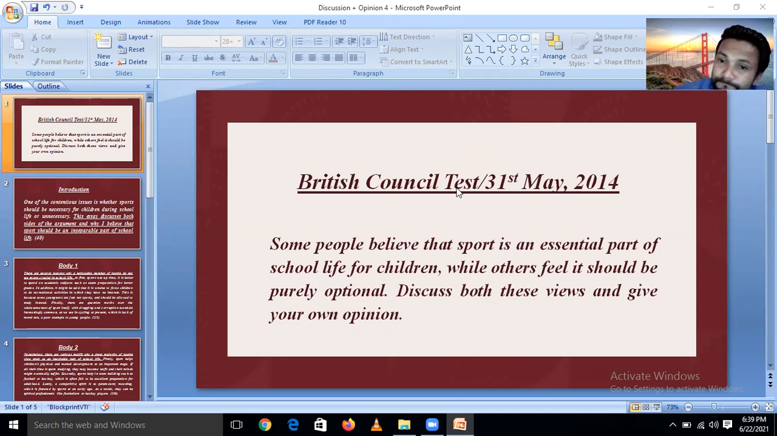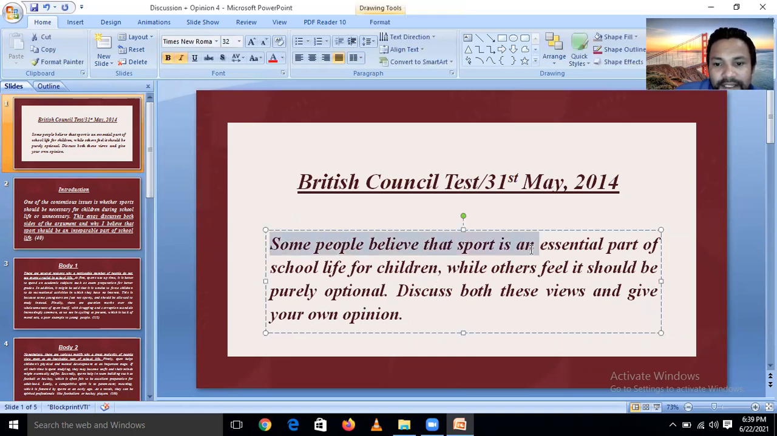So the question is, some people believe that sport is an essential part of school life for children, while others feel it should be purely optional. Discuss both these views and give your own opinion. So here are two different arguments.